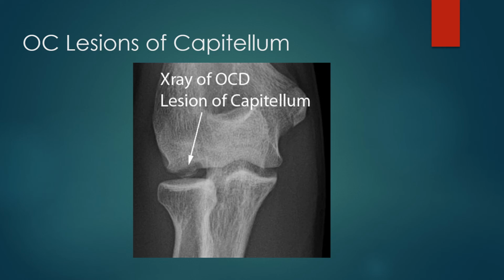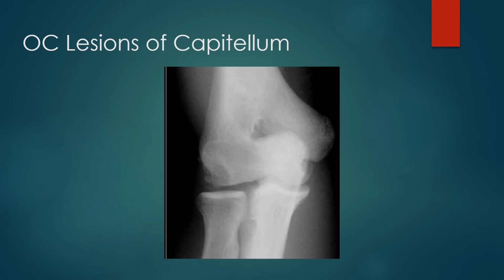Here we can see that defect or lesion of the capitellum that actually extends into the joint line. We can see that little chip that's now starting to go right into that joint space. This particular radiograph is of a 15-year-old baseball player with a 4-year history of elbow pain who just had a recent episode of locking.